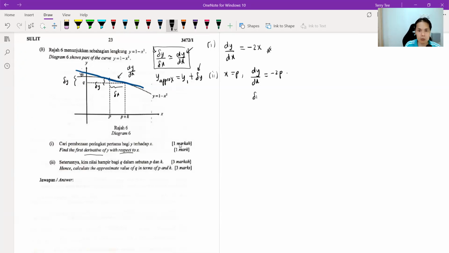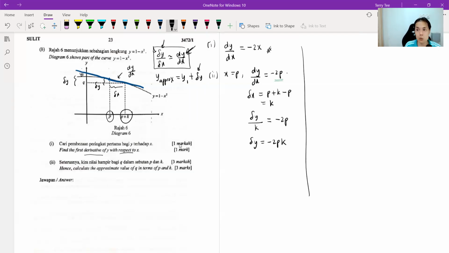Now, next, I want to find my delta Y. I need to know my delta X, right? By the way, if you're not sure, what is your delta X? When we change from P to P plus K, what is your increment? Your final value is P plus K. Your initial value is P. Your increment is just K. So when you take delta Y divide delta X, which is K, the result is your dy dx over here, which is minus 2P. I'm substituting minus 2P from here. I multiply over, my delta Y is negative 2PK. That is your delta Y, small change in Y.